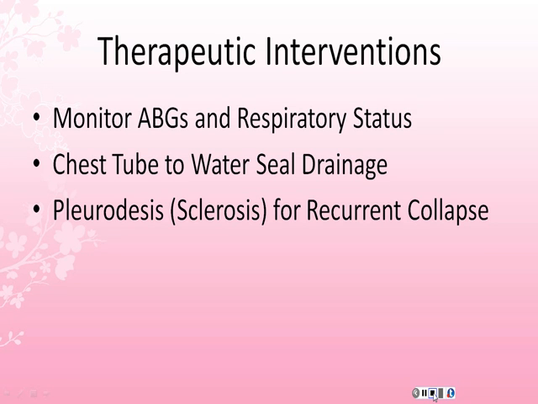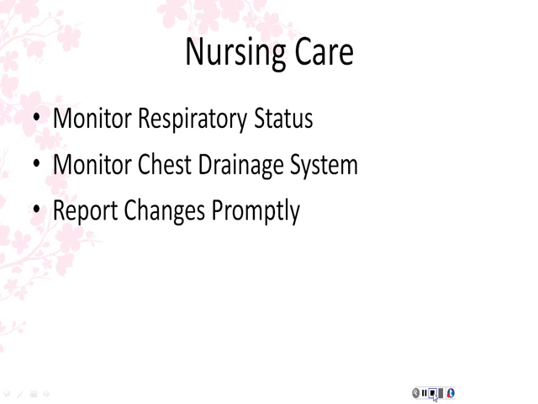Care: monitoring respiratory status, level of consciousness, skin color, temperature and moisture, vital signs, O2 stats or SATs, work of breathing. Are they having any chest pain, anxiety, or restlessness? Monitoring the chest drainage system. FOCA is a mnemonic that's used to evaluate chest tubes: fluctuation in the water seal chamber; output, where we want to look at the type and the amount, the color of the drainage; and then air leaks. And then we want to report any changes promptly.